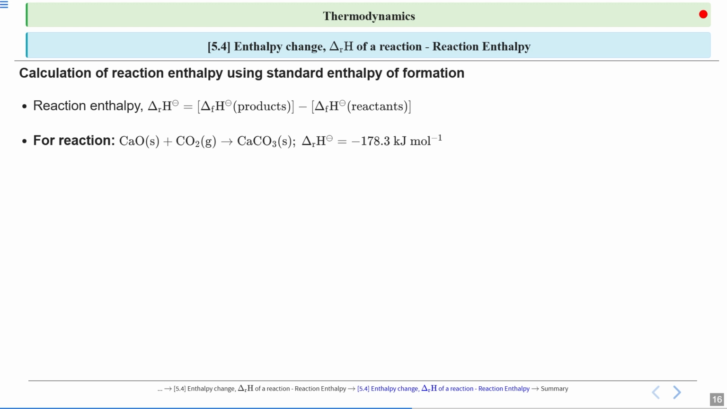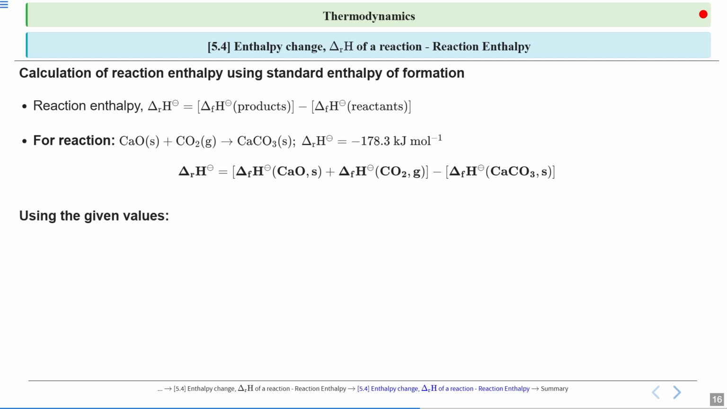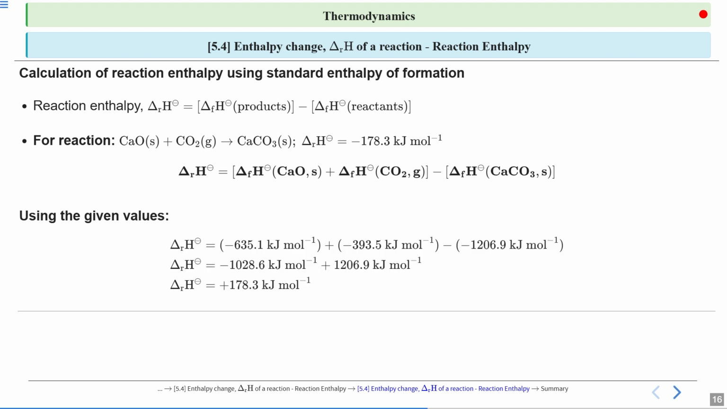How do we calculate it? It's very simple. We simply take the formation enthalpy of carbon dioxide, add it to that of calcium oxide, and subtract that of the reactant, which is calcium carbonate. So, standard enthalpy of the products minus standard enthalpy of the reactant. If you use the values here, what will you get? You will get your delta H as 178.3 kilojoule per mole.